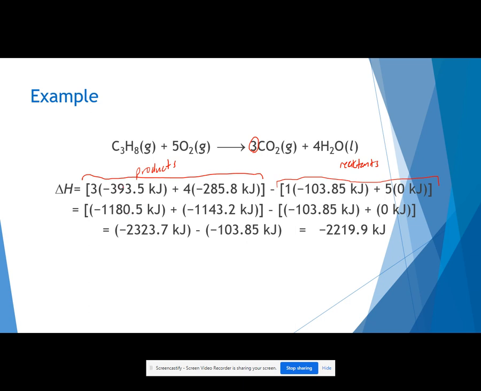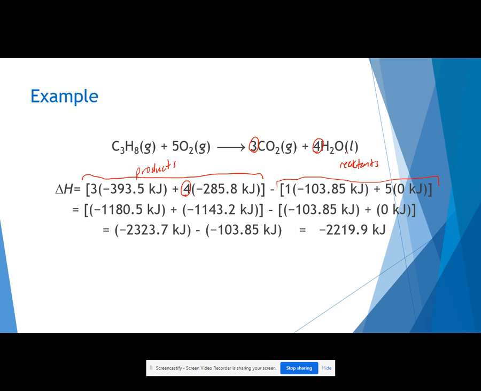So they plugged in negative 393.5. Here, remember, we have to sum these together. That's what the sigma meant. So here you're going to add them to the other product. So here they took the 4 and they put it right here. And then they got the negative 285.8 by looking at H2O.